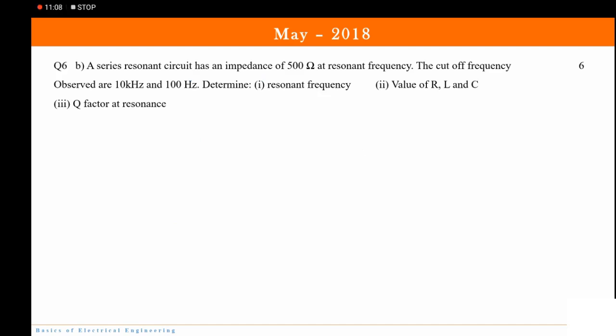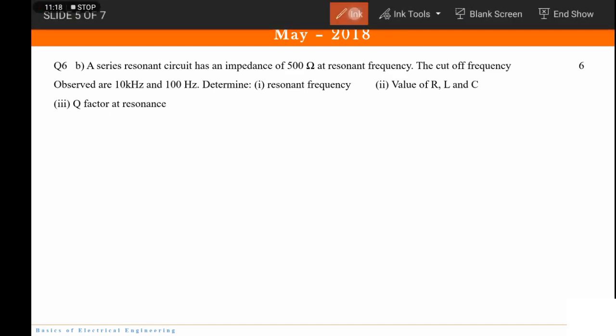The next question is question number 6B. It has been asked for 6 marks. It says a series resonance circuit has an impedance of 500 ohms at resonance frequency. Okay, the cutoff frequencies are given. Now remember, here cutoff frequencies are given, but the resonant frequency is not given. So we have to find out the resonant frequency, R, L, C and the Q factor.